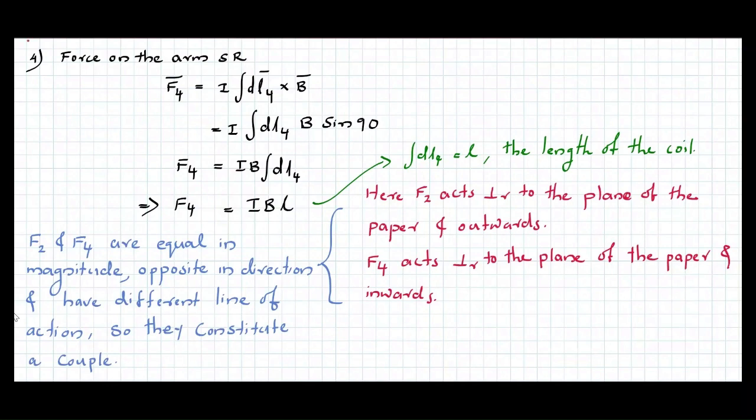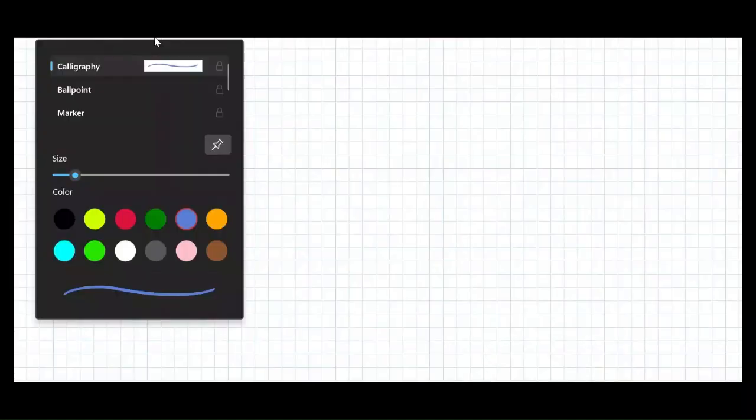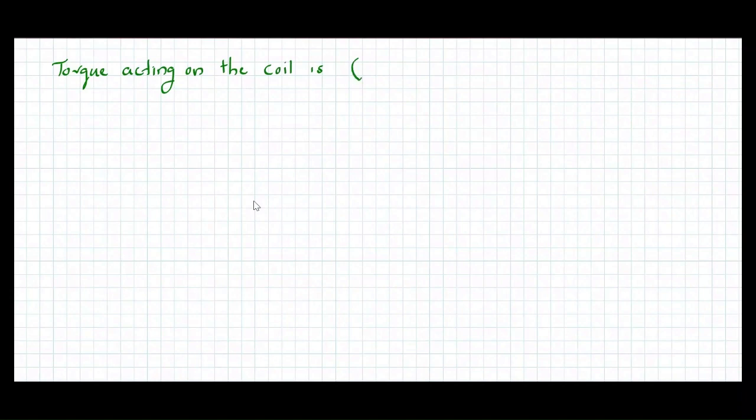F2 and F4 are equal in magnitude, opposite in direction, and have different lines of action, so they constitute a couple. Now, let us evaluate the torque acting on the coil. To find the torque acting on the coil, go through the second figure. In the figure, you can see two forces acting, F2 and F4, and the perpendicular distance is given by B sine theta.